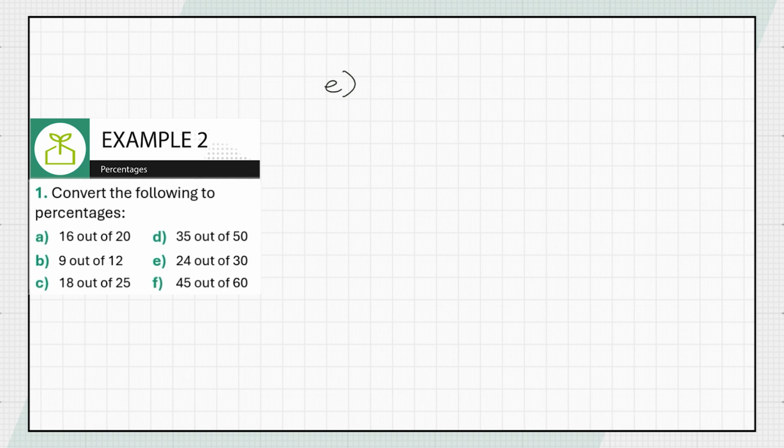For E, we have 24 out of 30. And if we express this as a fraction, it's 24 over 30. And this is going to be equal to, well, let's see if we can find any common factors. Obviously, between the two of these, the common factor is 3. This is going to be equal to 8 times 3 over 10 times 3.